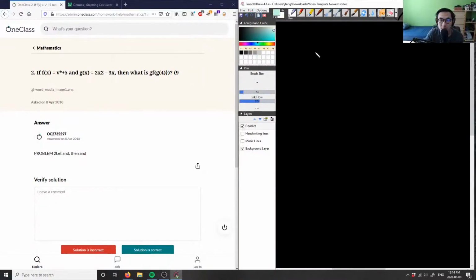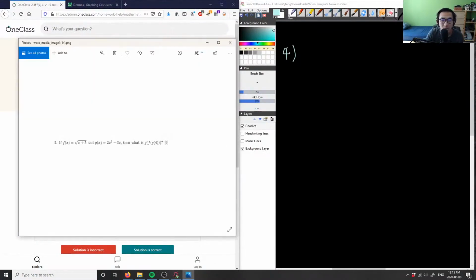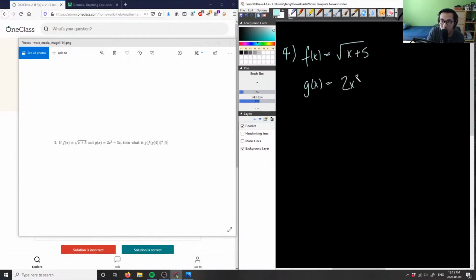All right, number 4. Let's see. Number 4. I'm going to have to download this file, so just give me a second to view this problem a little bit better. Okay. So let's see, if f of x equals root x plus 5, and if g of x equals 2x cubed minus 3x, then what is g of f of g of 4?